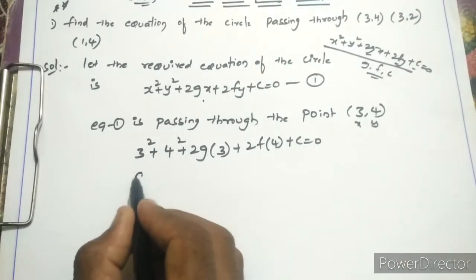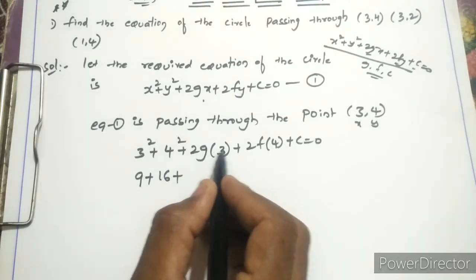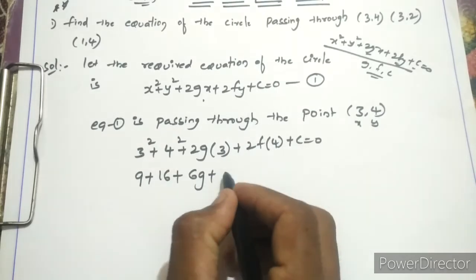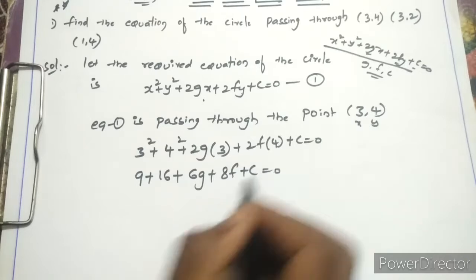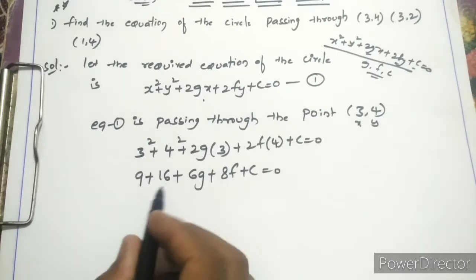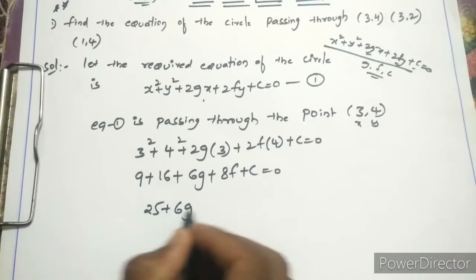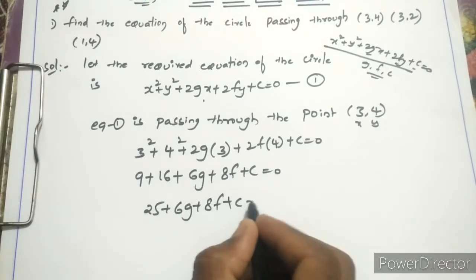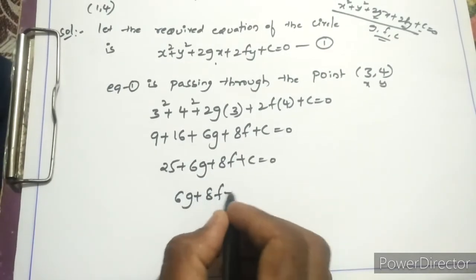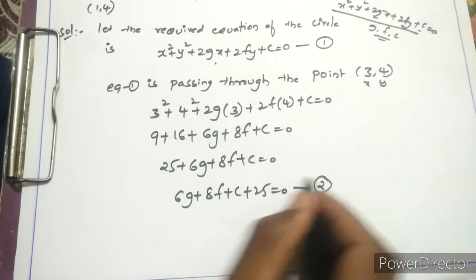Now 3 square value becomes 9 plus 4 square value becomes 16 plus 2 threes are 6, 6 into g becomes 6g plus 2 fours are 8, 8 into f becomes 8f plus c is equal to 0. If we write in order, first we write g, f, c, then the constant number. 16 plus 9 becomes 25. So 6g plus 8f plus c plus 25 is equal to 0. So this is the equation we are taking as equation 2.